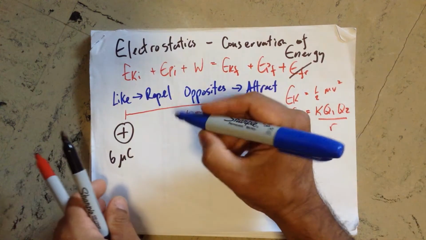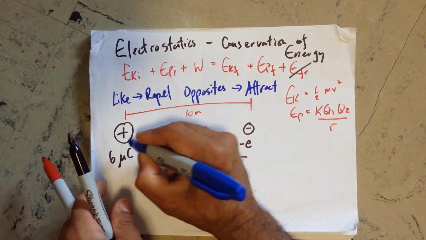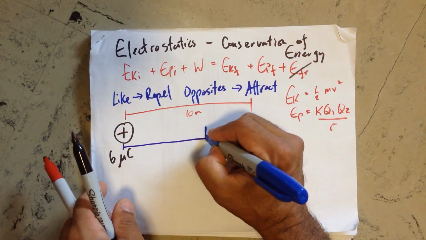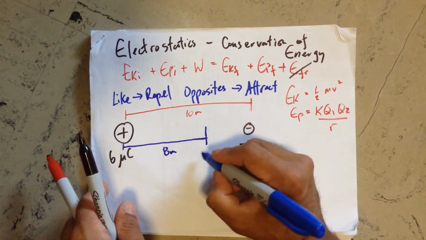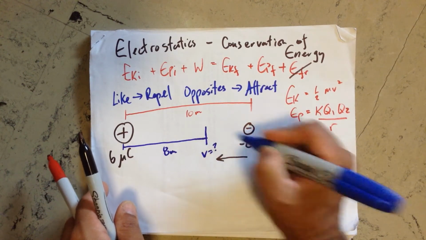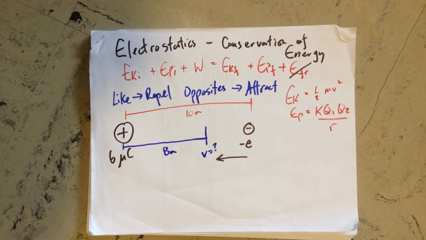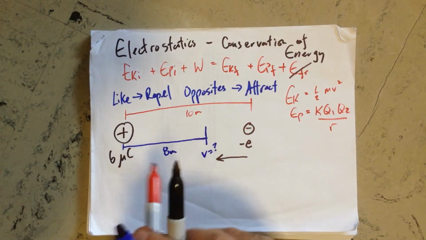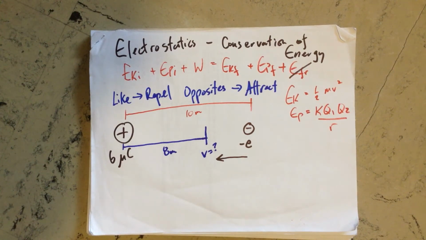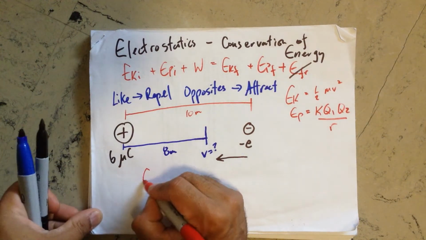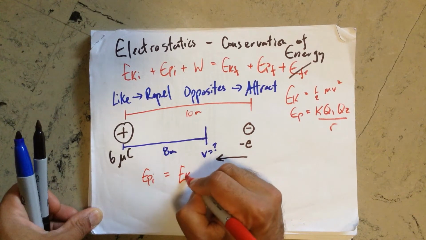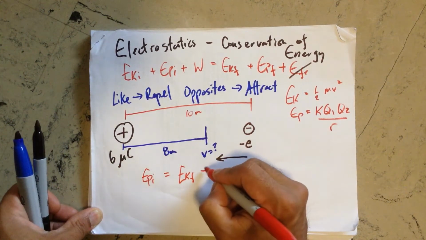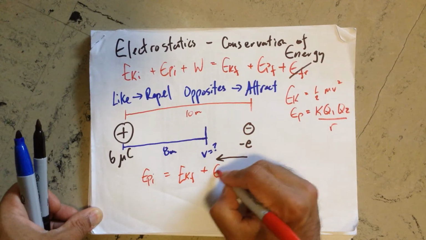So let's consider a point where it is now 8 meters, and we want to know the speed of the electron when it reaches that point. We're not going to have any kinetic energy for this starting, we'll only have potential to start. So EPI converts to kinetic final plus potential final.